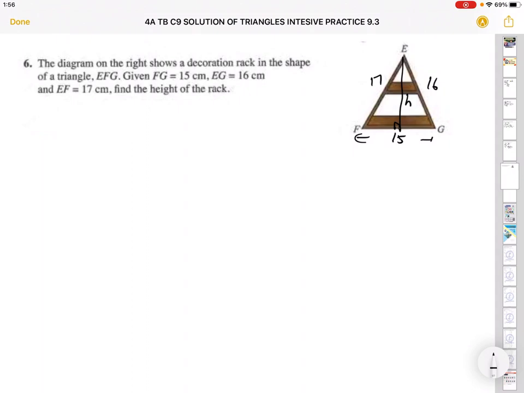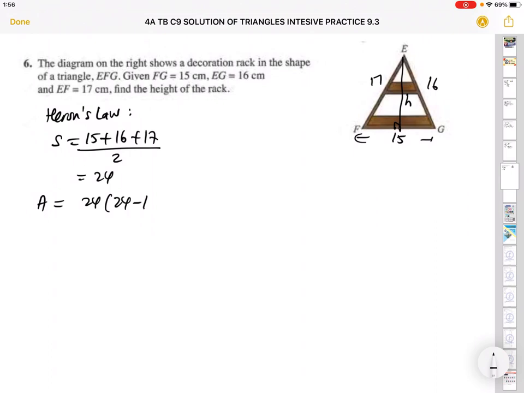So area using Heron's law, I'm going to use Heron's law, find our semi-perimeter, which is what, 15, 16, 17, divided by 2, I got 24. My area will be 24, 24 minus your first length, 15, 24 minus second length, 16, 24 minus third length, 17. Put the square root over, I got 109.982. Okay, this is in cm squared.